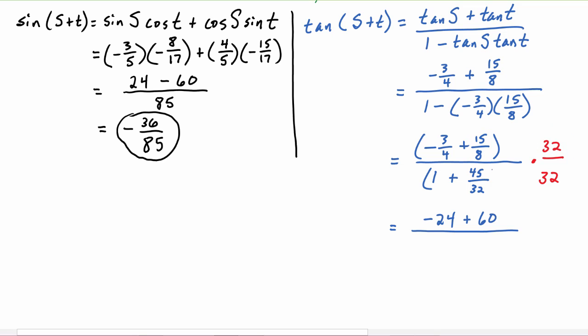In the denominator, we have to distribute. 32 times 1 is 32, plus when we take 32 times this second term, the 32 in the denominator will cancel with the 32 and we're left with 45. Simplifying, negative 24 plus 60 is equal to 36, and 32 plus 45 is equal to 77.